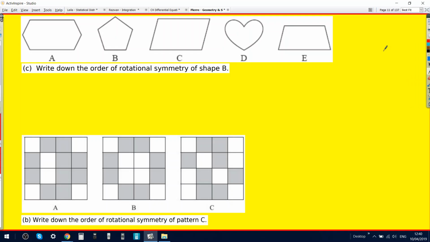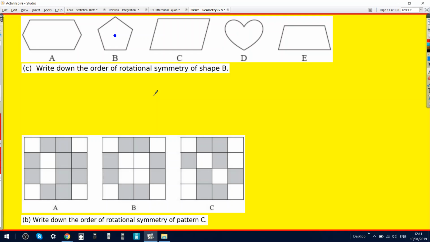Rotational symmetry. Any idea what that's about? I guess it's to do with shapes being rotated. And even whilst it's rotated, you can still see a line of symmetry. I'm not sure really. So it's like how many times it would fit on top of itself, if you were to spin it around its center. Okay. Right.